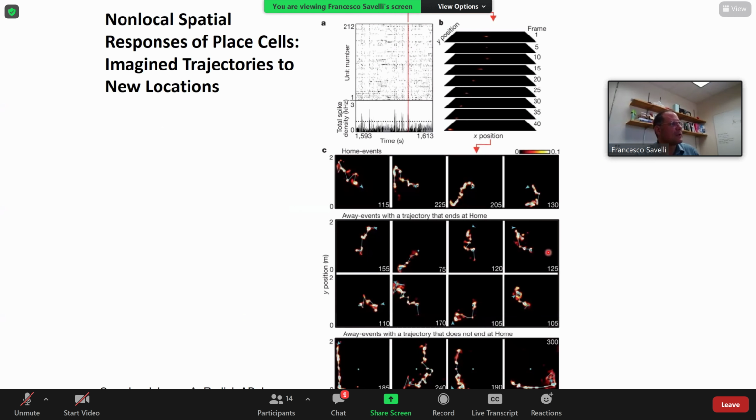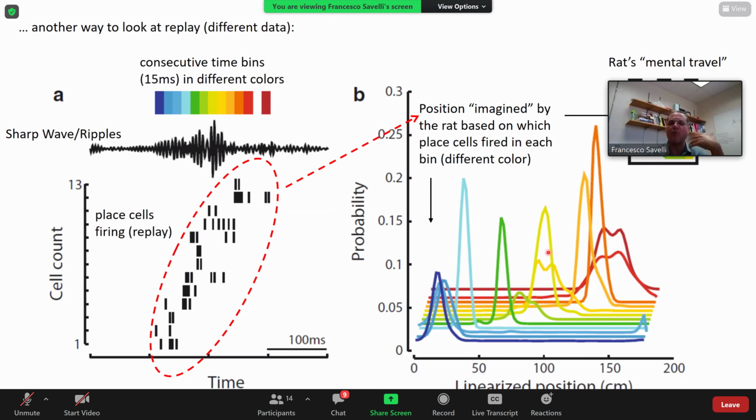The same thing also happens during awake behavior. When the animal sits and stays quiet, whenever there is this large irregular activity, it's not just during sleep. If the animal stops grooming or stays quiet, you have these sharp wave ripples, and people checked and found that there was a replay of the experience. So it's like daydreaming, right?